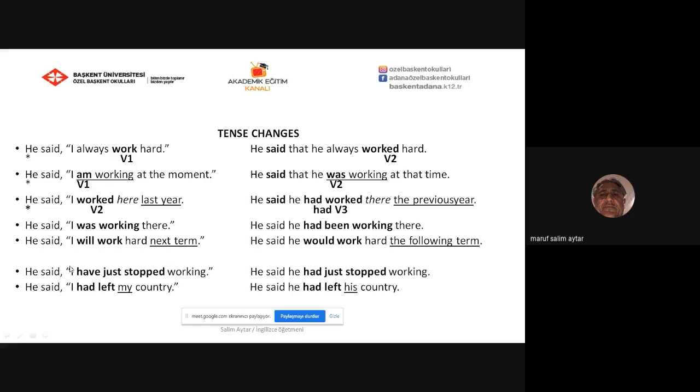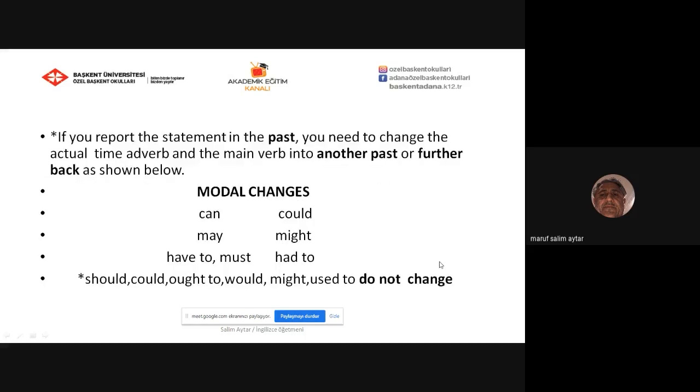Will becomes would. Have stopped becomes had stopped. Had left, it is past perfect, had verb 3. Had verb 3 does not change, it remains the same, actually. Again, if you report a statement in the past, this is the rule you should always keep in your mind. You need to change the actual time adverb and the main verb into another past or further back, as said before. So can becomes could, may becomes might, have to and must become had to. Should, could, ought to, would, might, used to, they remain the same, they do not change at all, people.